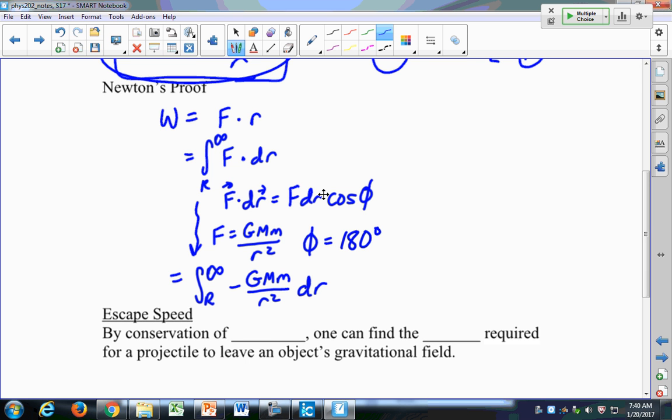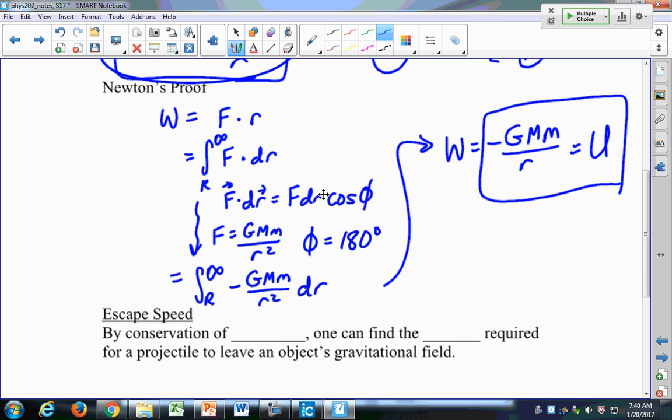And then if I do this integral, I get the expression that we've already seen, which is the integral of 1 over r squared dr, which is just 1 over r. So my work then is equal to minus GMm over r, and this is equal to my potential energy. By the work-energy theorem that we saw last semester, if I do work on an object, I increase its potential energy. So I have this object, I move it in this direction, I've increased its potential energy by the amount of work that I've done. Alrighty, we'll see that come up.